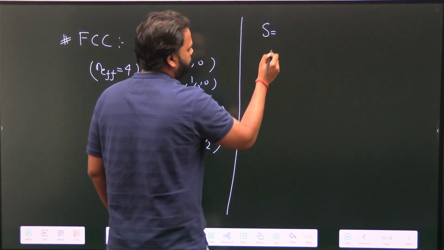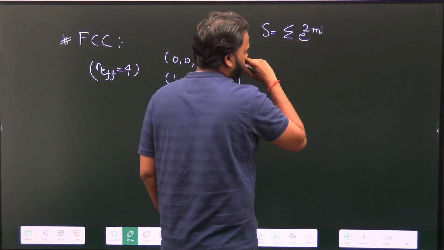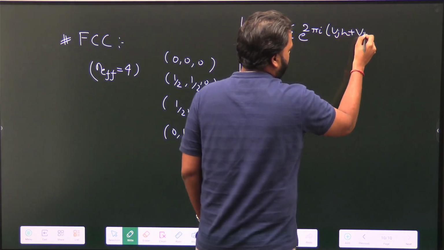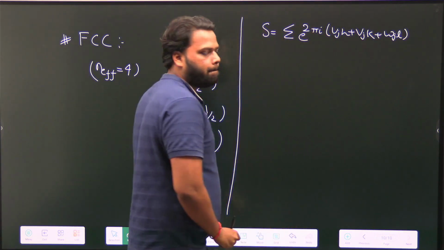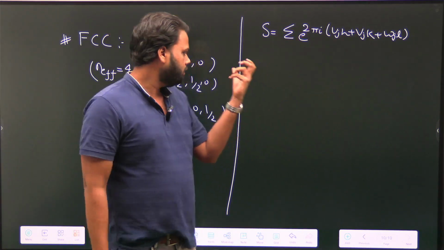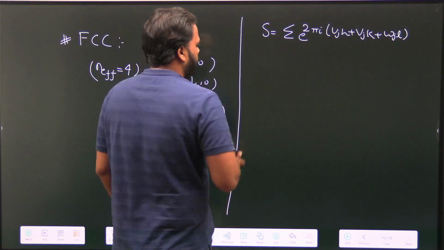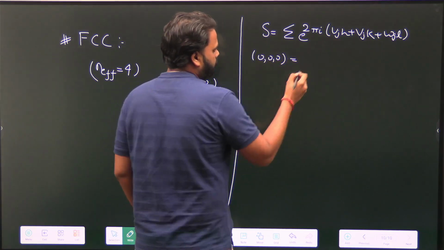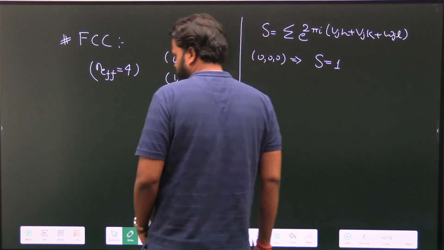S is equal to summation u_j e to the power 2 pi i (u_j h plus v_j k plus w_j l). Okay. So one by one we have to find it for each of the positions. We have to find it for each atom. Let's find out first for 0, 0, 0. For 0, 0, 0, what will be the value of S? 1. Okay.